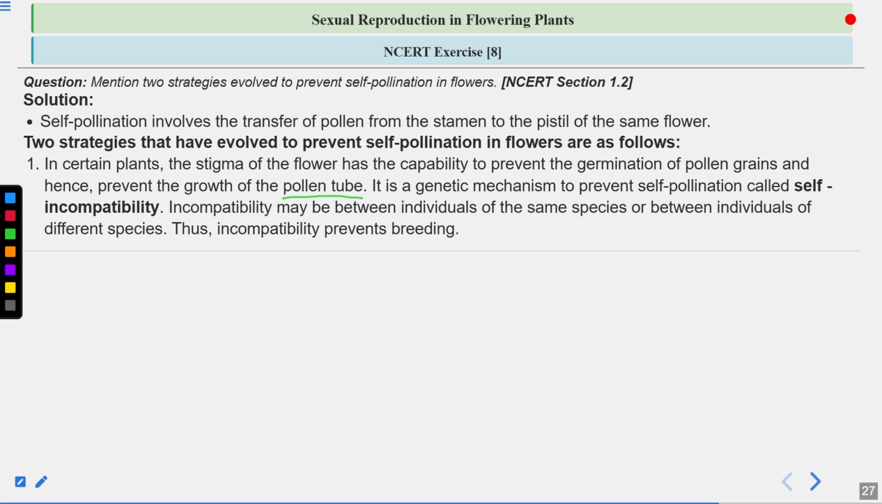So this is the self-incompatibility, right? So it is a genetic mechanism to prevent the self-pollination that is called self-incompatibility. Incompatibility may be between individuals of the same species or between individuals of different species. Different species means you have a rose flower and the pollen grain from the sunflower is coming on the rose flower. So this is incompatible.